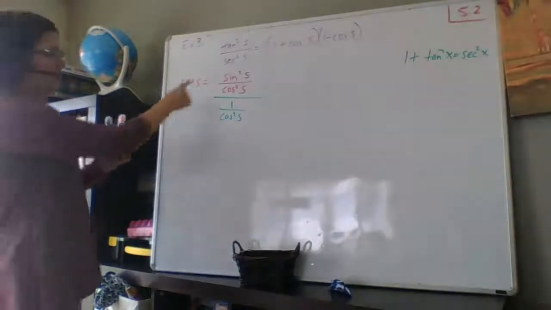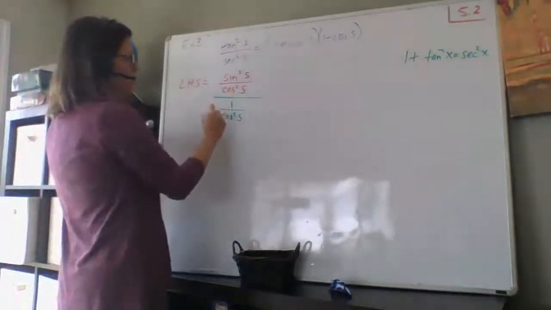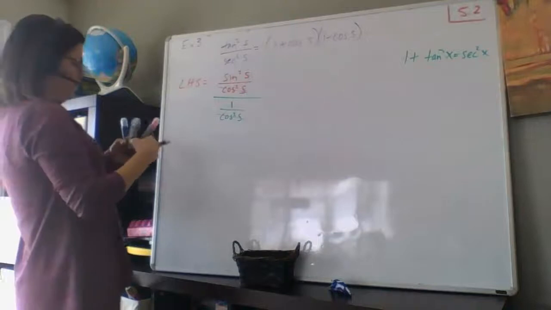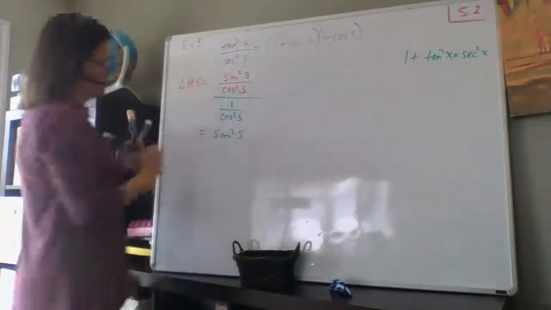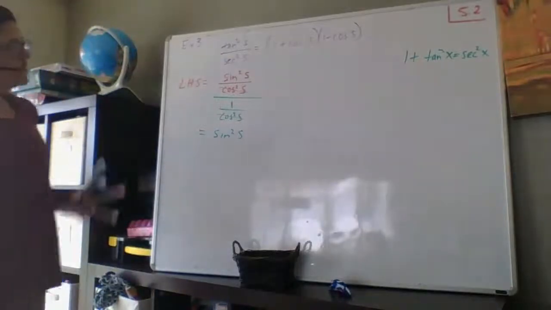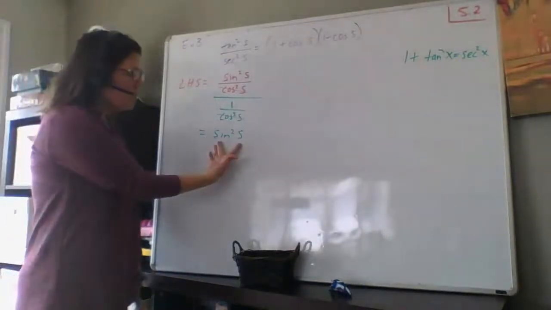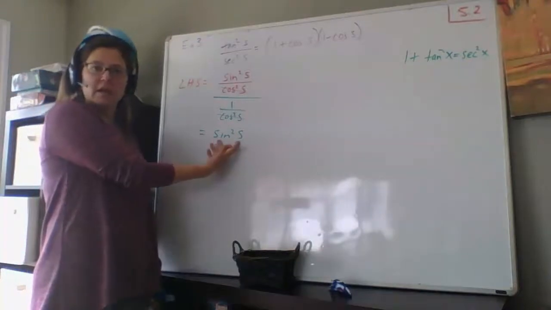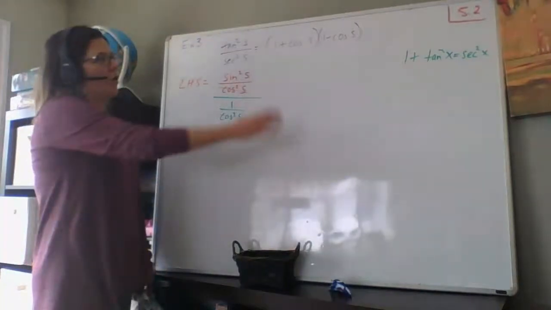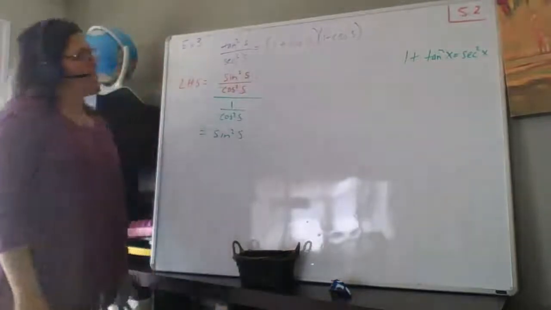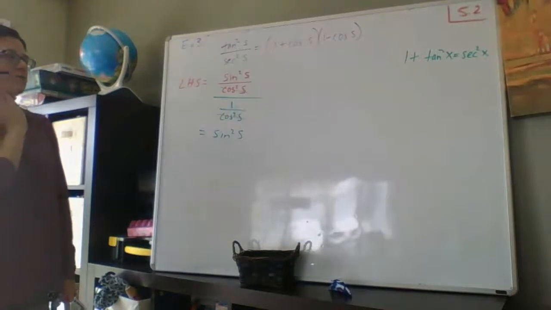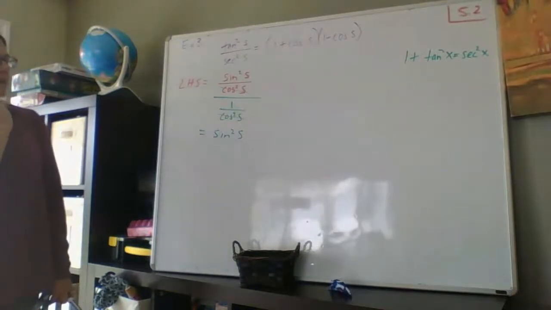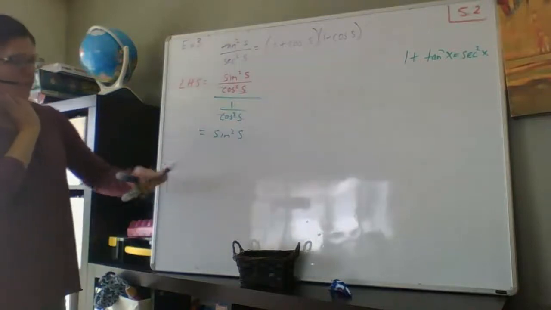Now I can see the cosine squareds will cancel, and I am left with sine squared s over 1, or sine squared s. This is quite simple, so it seems like we should be done. However, looking over to the right, I have cosine over there and nothing to do with sine. So now I need to think about an identity where I can rewrite sines in terms of cosines.